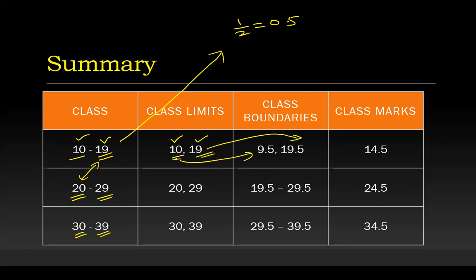So from class limits, how will you find class boundaries? Find the difference, then add to the right and subtract from the left when the class interval is given as an inclusive class interval. For an exclusive class interval, it is easy. You can write it as it is. Then you only have to find the midpoint of this particular class for the class marks. I hope I made it clear.